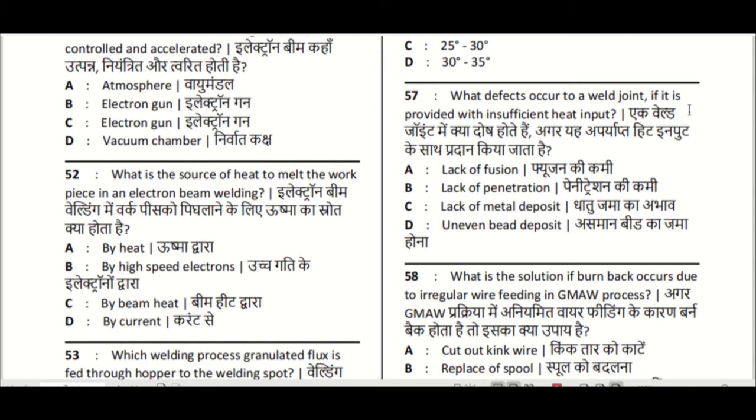What defect occurs to a weld joint if it is provided with insufficient heat input? What defect will happen due to insufficient heat input? Insufficient heat input means the melting of the workpieces will be low, so the lack of penetration will happen. That will occur.